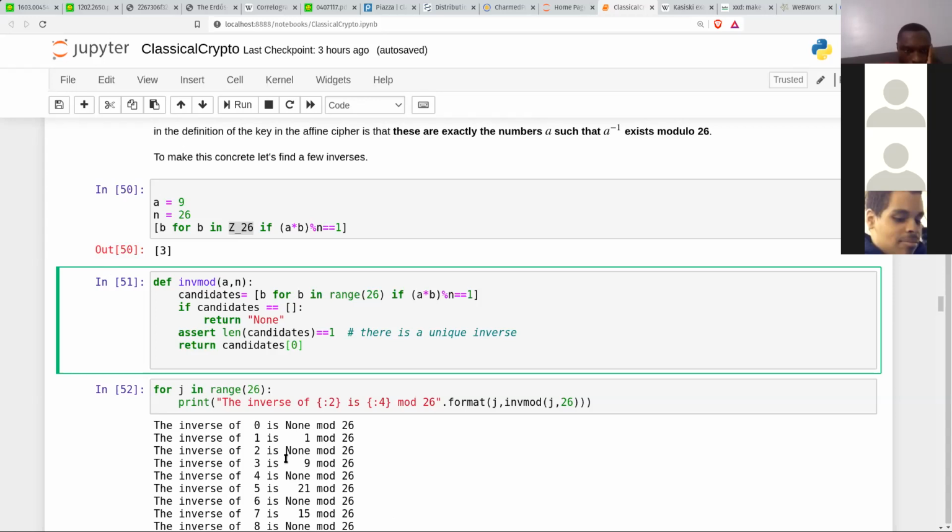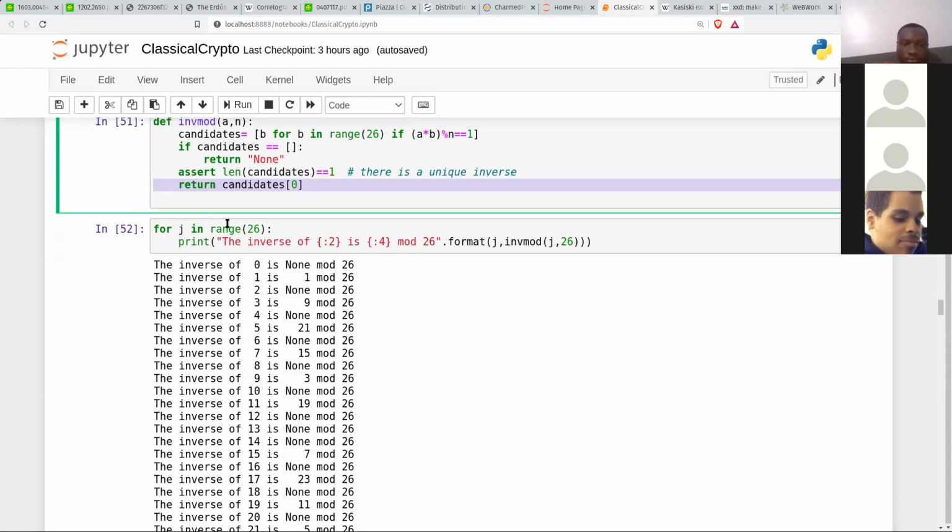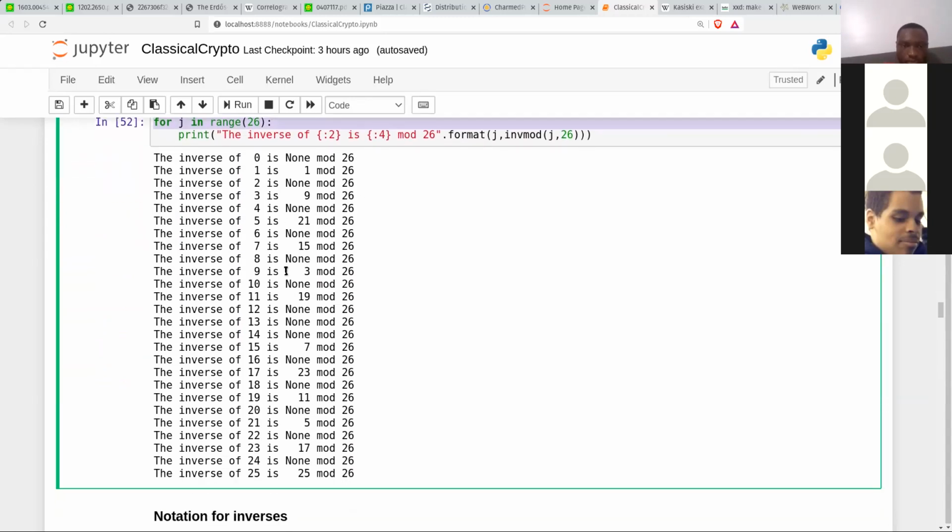Okay, so either there are no inverses or there's exactly one. That's just a group theoretic fact that we could prove later. We could even prove it now, but I don't want to make things more complicated. And then you return the unique inverse if it exists. So we'll just go through every number between 0 and 26 and find its inverse.